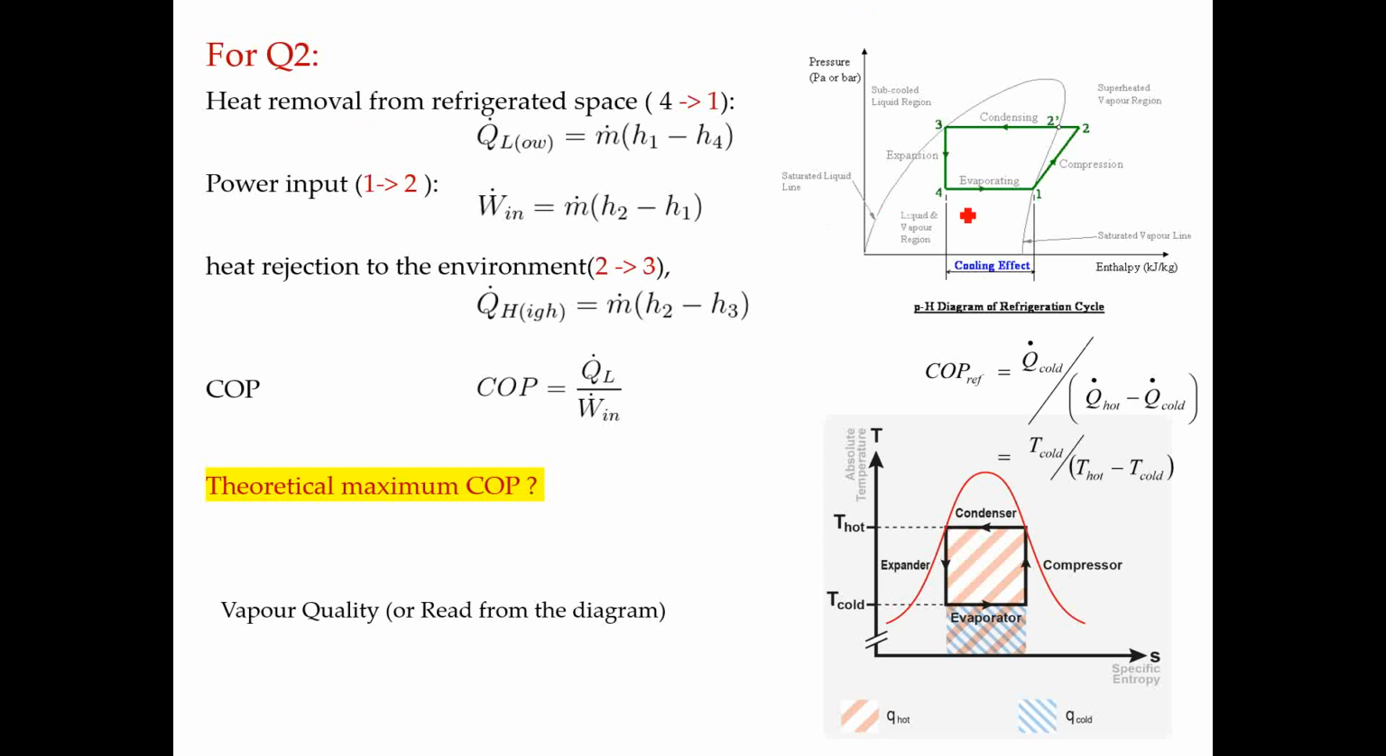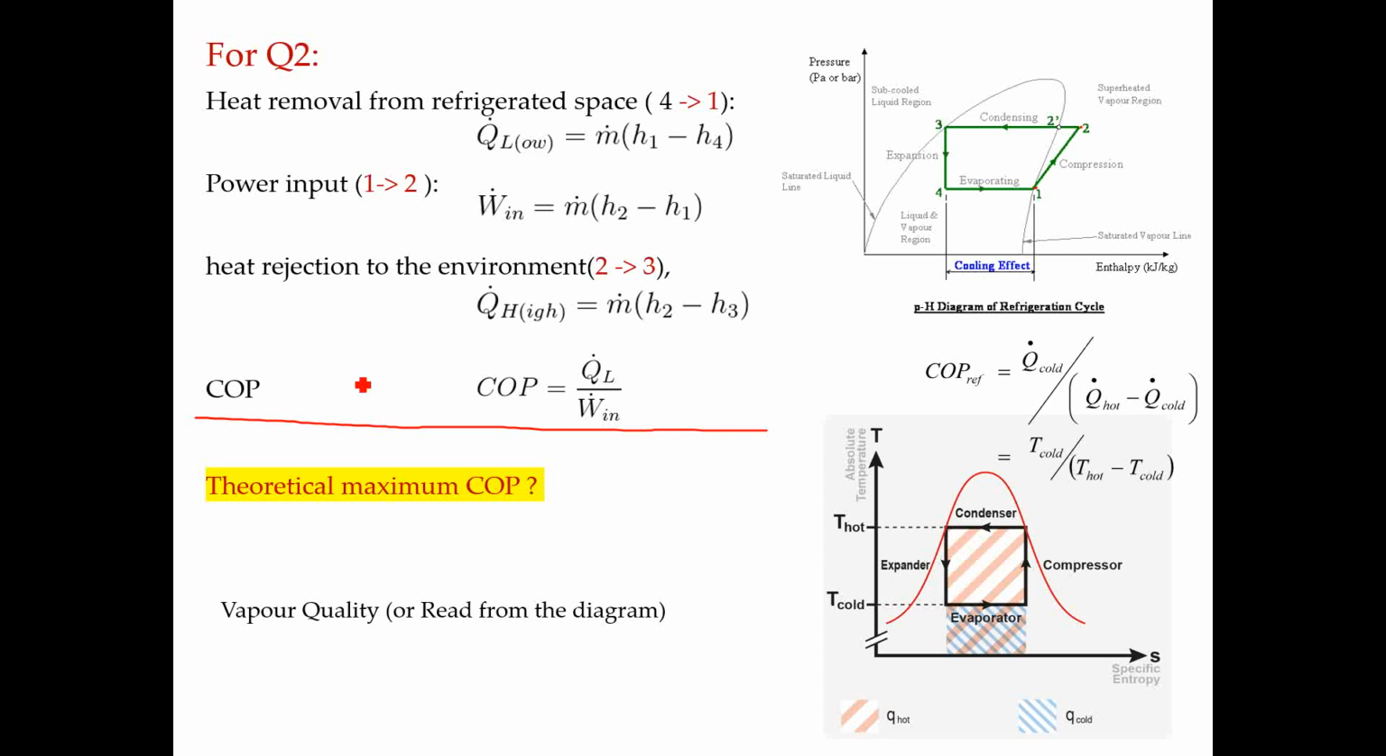We are repeating the practice, but this time we try to utilize the pH diagram. And still the same, Q low is from 4 to 1, so higher H1 minus lower H4. And work input is still between 1 and 2, and Q high and COP. So that's what we have practiced earlier.